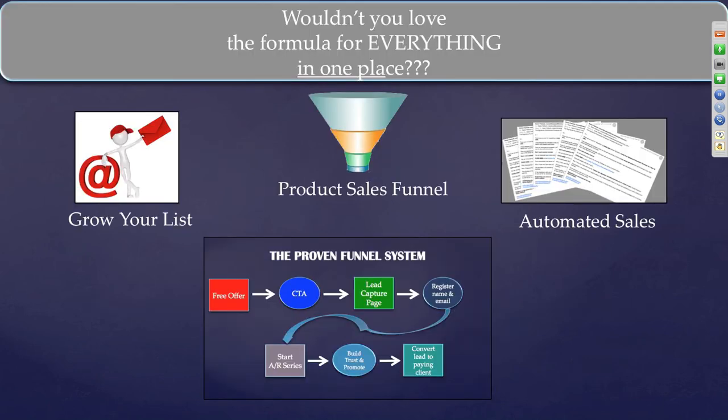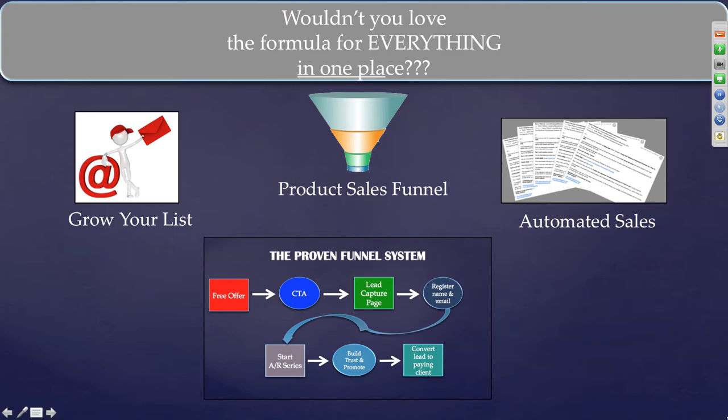So wouldn't you just love everything, the formula, everything in one place? Everything that would teach you how to grow your list at a steady rate, get people into that product sales funnel. Remember, getting people through that sales funnel. Somewhere when they're on your list, they're going to be somewhere in that sales funnel. So they will have the opportunity to purchase from you at different levels all the time. And they're doing that with that automated sales email autoresponder series. And you have that proven funnel system. Wouldn't that be valuable to have everything that answers all those questions for you individually for your business?